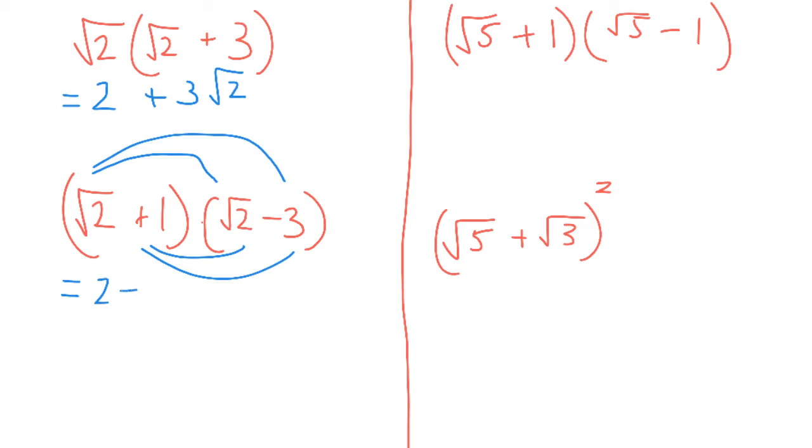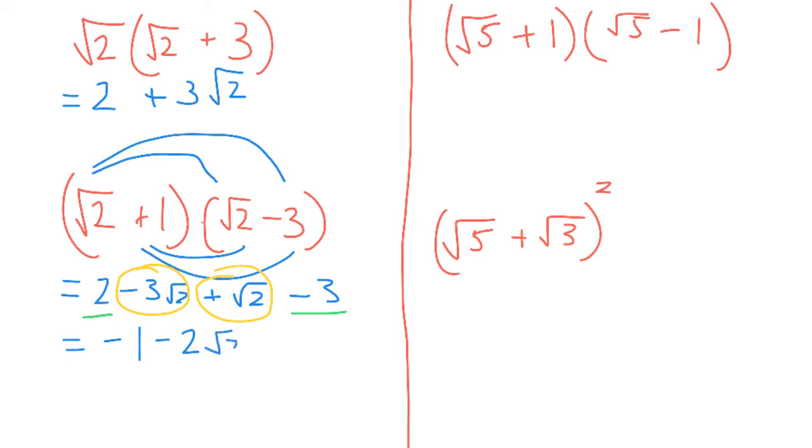Minus 3 root 2 plus 1 root 2, which is just root 2, minus 3. So if we have a look here, my like terms are my constants, and then of course my root 2's as well are like terms. So what I'll end up with is 2 minus 3 is minus 1, and minus 3 root 2 plus root 2 is minus 2 root 2. Again, you'll see it's very similar to the algebraic questions we've been dealing with as well.